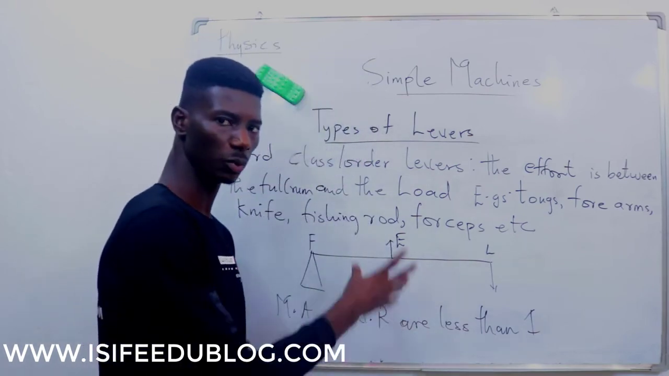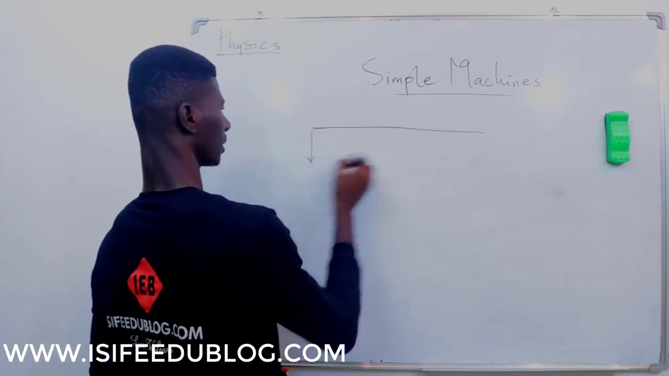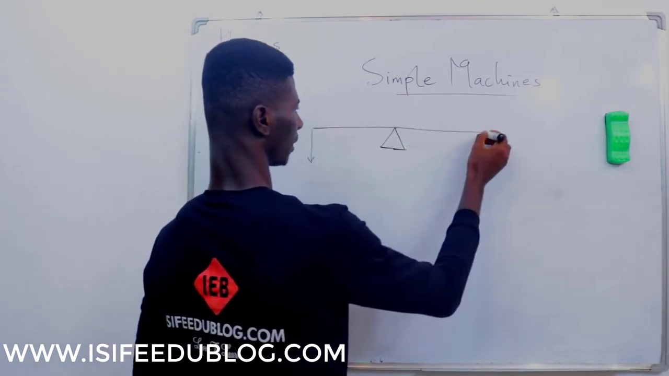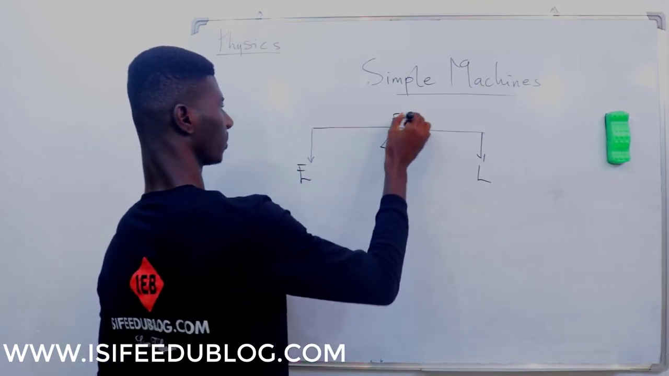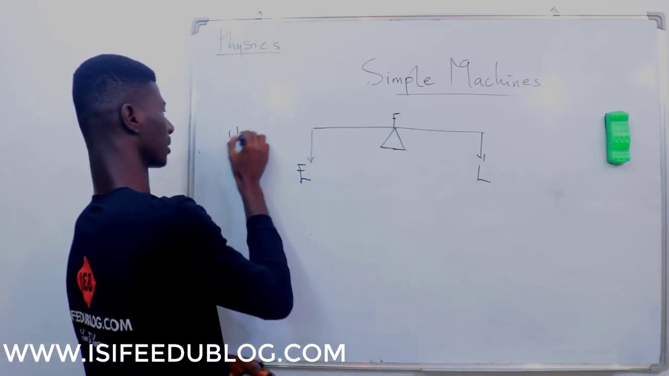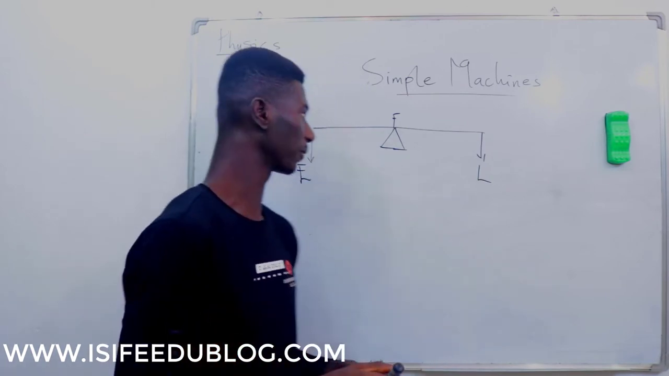Now, let me quickly show you how this thing works. This is what we have. This is the first class lever. So we have our load, we have our effort. This is the fulcrum. Now watch. This is for the first class. You are not going to see this in any textbook you are using, so be very careful here.